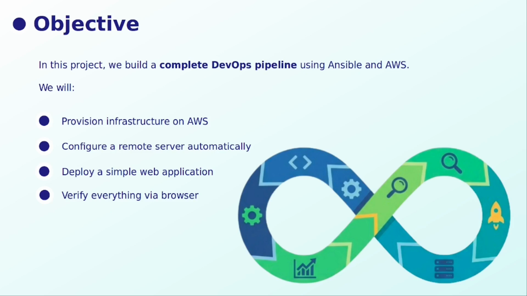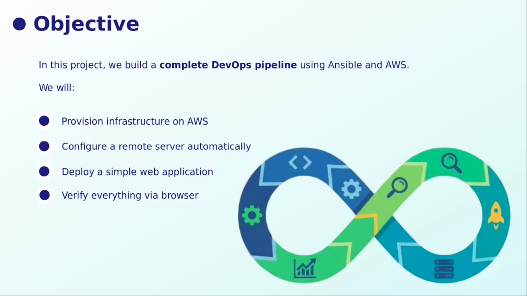In this project, we are going to build a complete DevOps pipeline using Ansible and AWS. The main idea is very simple. Instead of doing everything manually, we automate the entire process from infrastructure setup to application deployment.